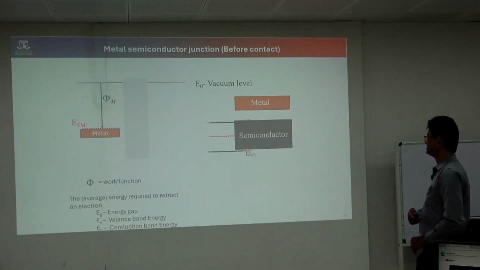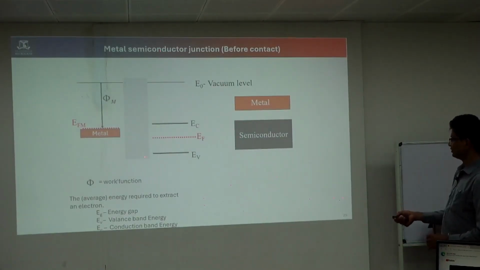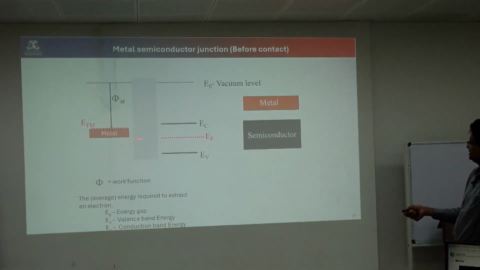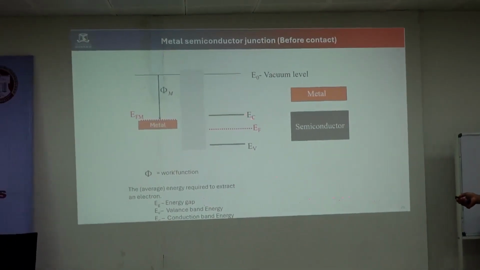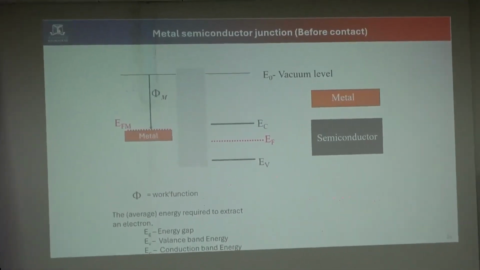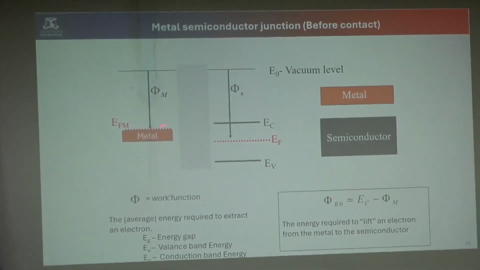Now let's see what happens when we bring a metal and the vacuum level together. This is the Fermi level, the work function of this metal. This is the EF level. When we come to a semiconductor, we have both a valence band and a conduction band, with levels like this. Suppose you join this metal and semiconductor together, what will happen?